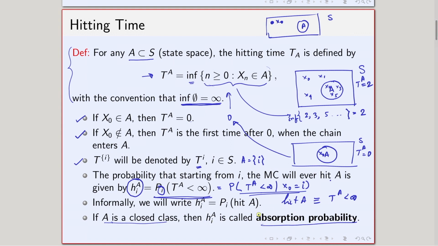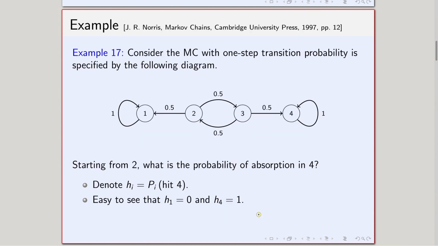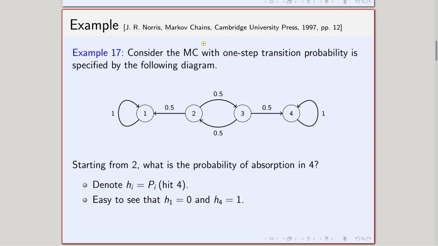Let us proceed and try to see this absorption, that is, the hitting probability, with the help of an example. This example is taken from the book Markov Chains by Norris, published by Cambridge University Press in 1997, and you will find this example on page number 12. So the process goes like this. Suppose we consider a Markov chain with one step transition probabilities specified by the following diagram.